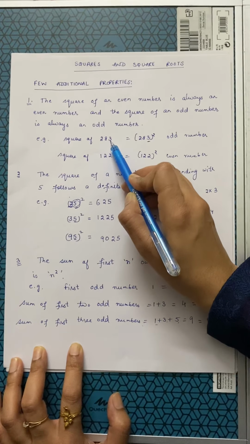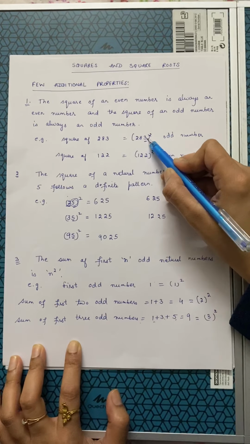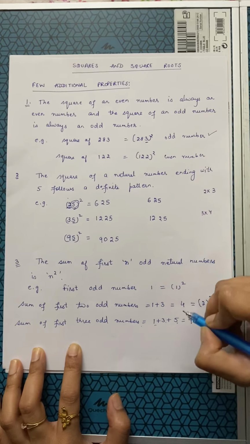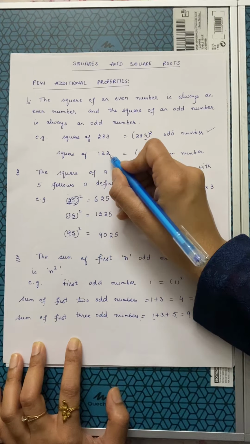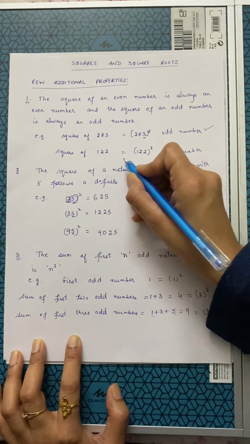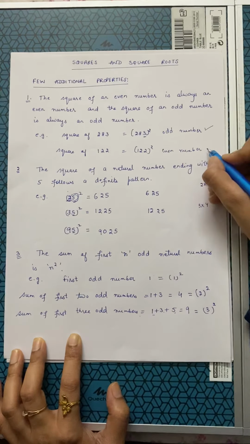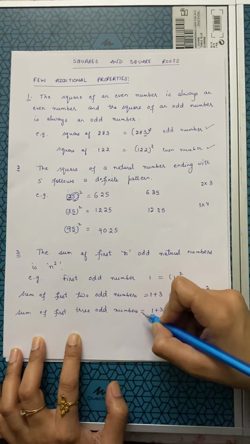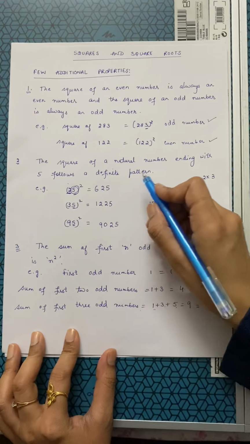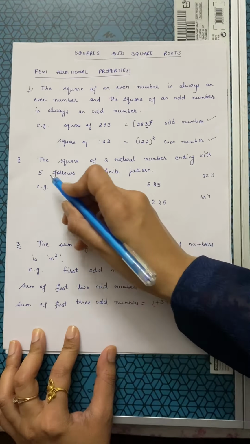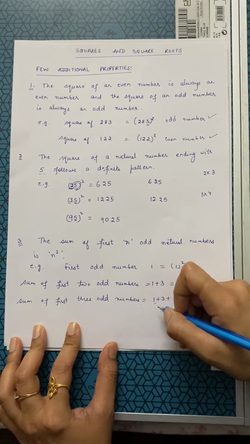283 is an odd number, so the square of 283 will also be an odd number. 122 is an even number, therefore the square of 122 will also be an even number. Next property: the square of a natural number ending with 5 follows a definite pattern.